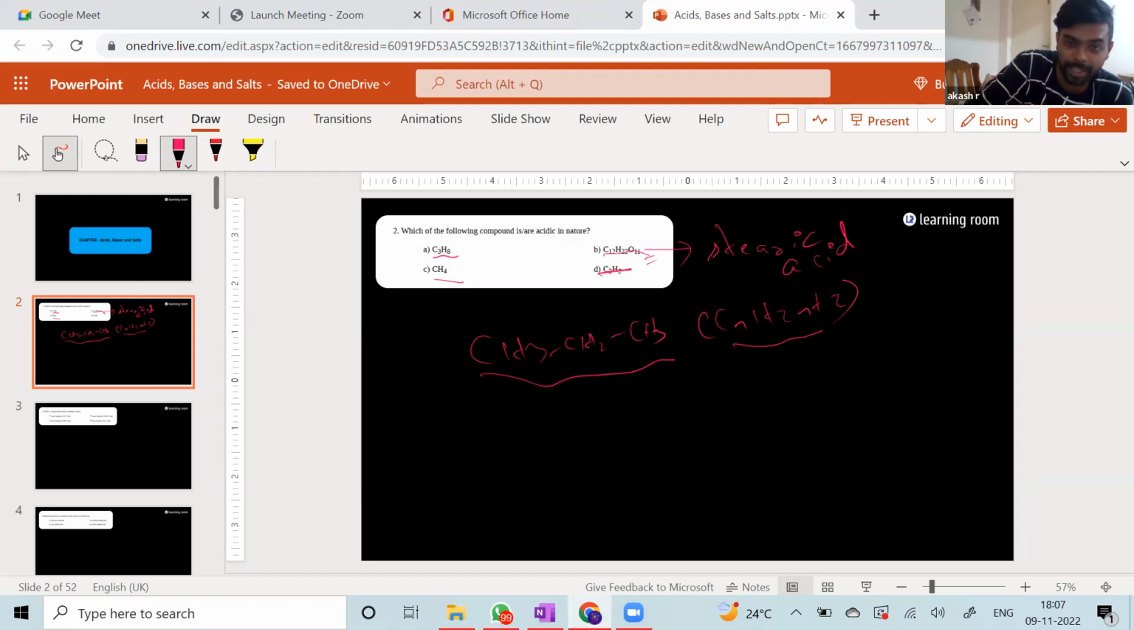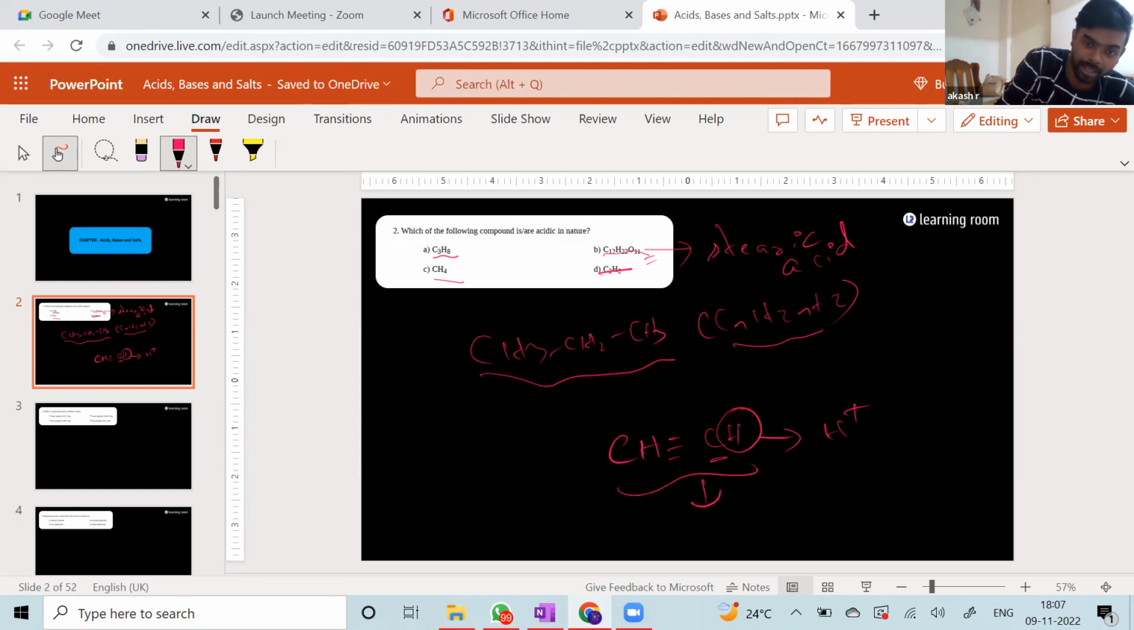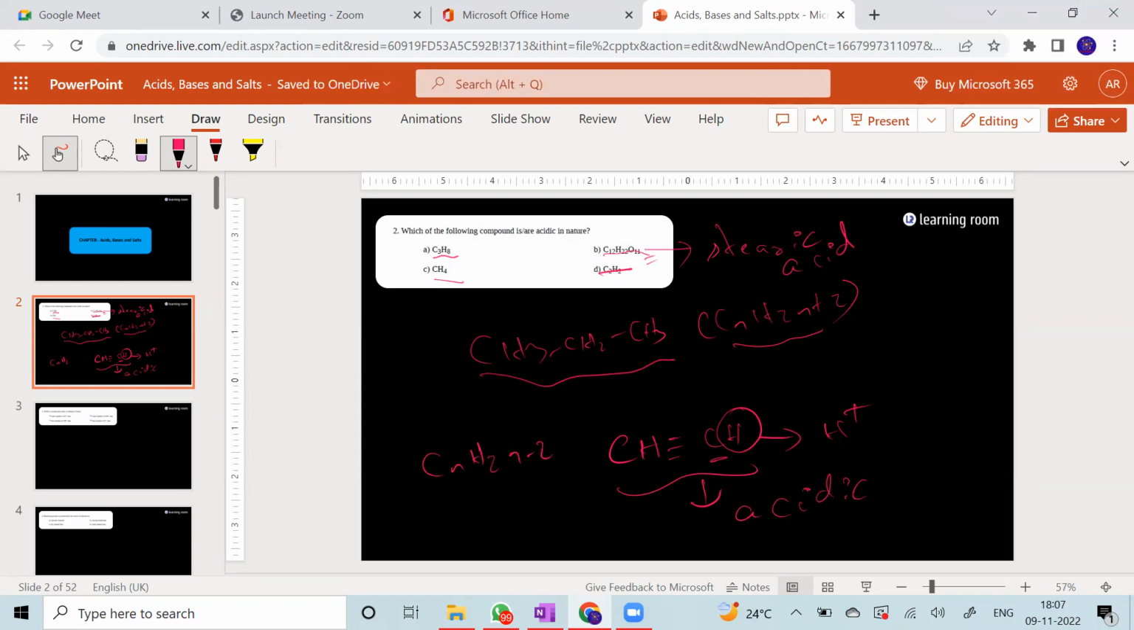Whereas C2H2, if I write, that is CH triple bond CH. Now understand that whenever I have a triple bond carbon, it will be able to come out as H+. That means all these kind of compounds are acidic in nature. This is C2H2, that is CnH2n minus 2. So definitely the answer of this question is going to be B as well as D.